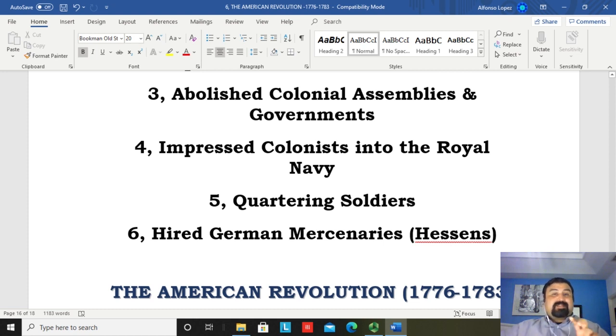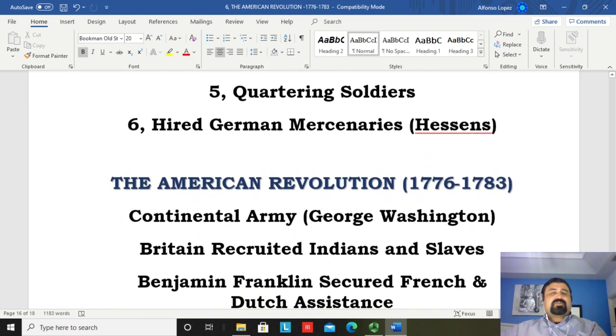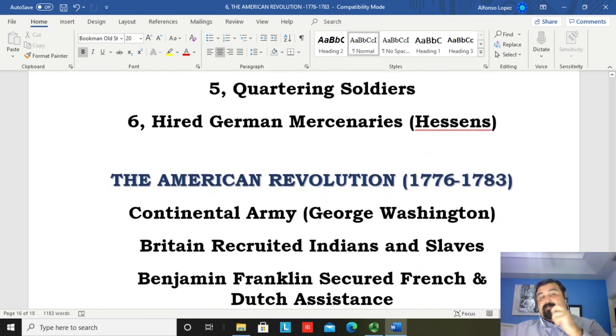Also, another complaint is that Great Britain was impressing colonists into the Royal Navy, because from the perspective of Great Britain, the colonists were English subjects that needed to serve the mother country, and in many cases, many of the colonists were simply forced to serve in the Royal Navy. So thereby being deprived of liberty, in other words. Quartering soldiers as well, there's another complaint that people were required to quarter soldiers, and they had no choice to do so, of course.